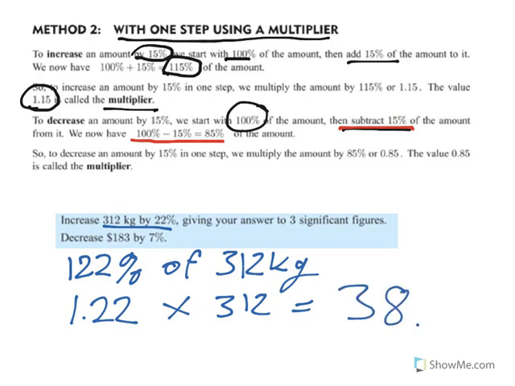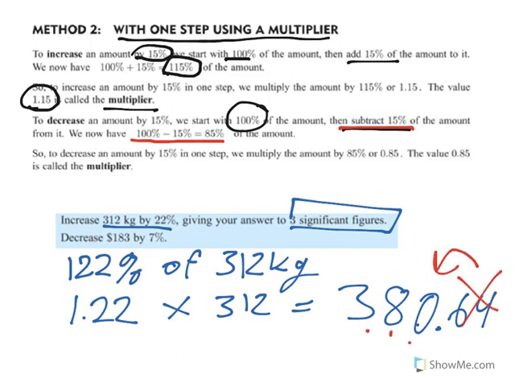So we have 380.64. So 312 increased by 22%, given to 3 significant figures, actually would be 381. If it's 3 significant figures, as you recall from middle school, the 3 significant figures here would be 1, 2, 3, so that means we can get rid of this, and because it's a 6, the 0 will become a 1, so that will be 381. Here is our answer to that.